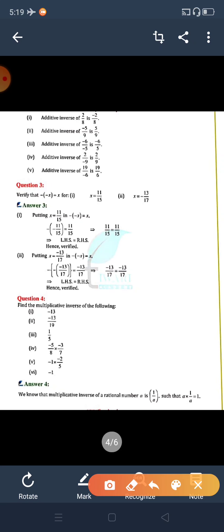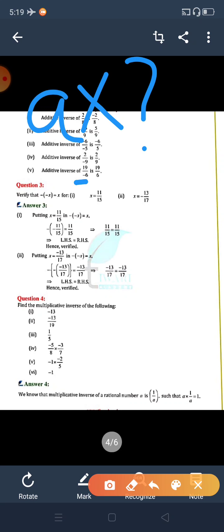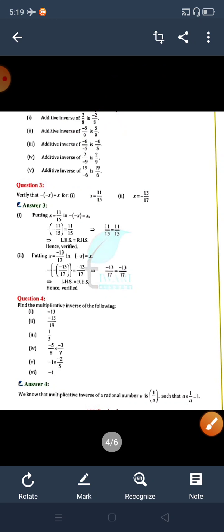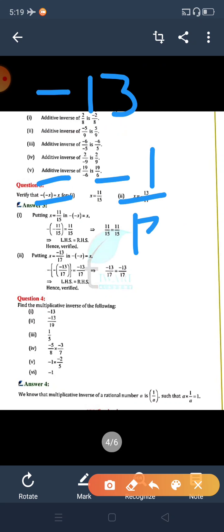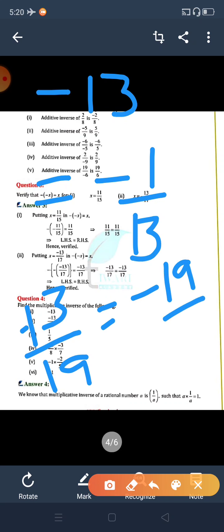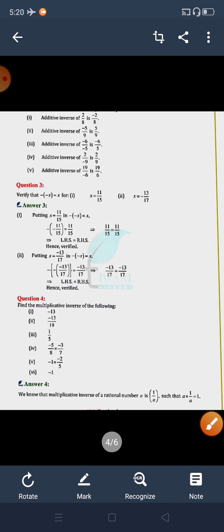Now the fourth question is, find the multiplicative inverse of the following. What is multiplicative inverse? You have a number and you have to multiply it by some number to get the answer equal to 1. So we have studied reciprocal and multiplicative inverse. So here you have to find the reciprocal of the given number. For minus 13, the reciprocal is minus 1 by 13. For minus 13 by 19, the reciprocal is minus 19 by 13. Here you need not change the sign, the sign must be the same, but you have to change the numerator and denominator.